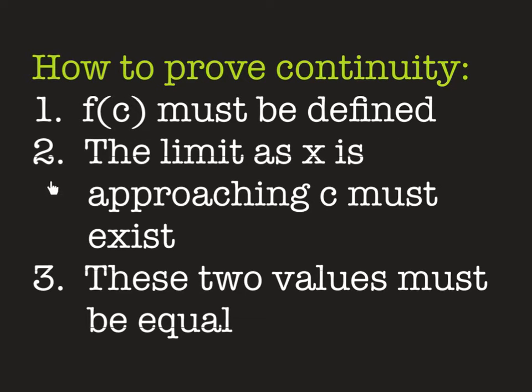The second thing that needs to happen is that the limit as x is approaching c must exist. To prove this, we need to prove that the limit from the left equals the limit from the right, and if that's the case, then that is the limit.